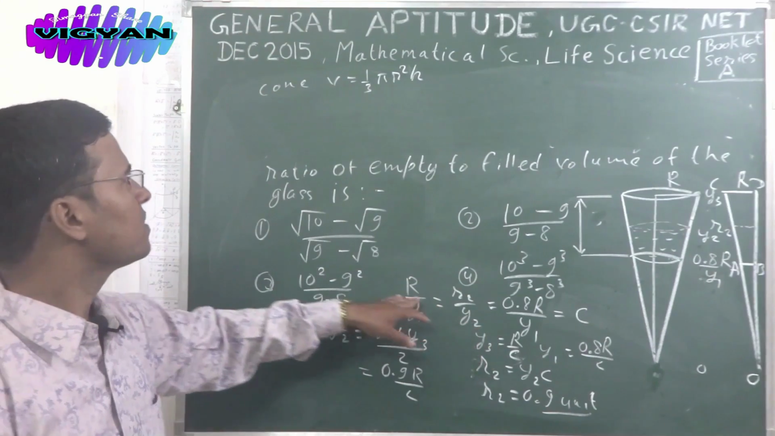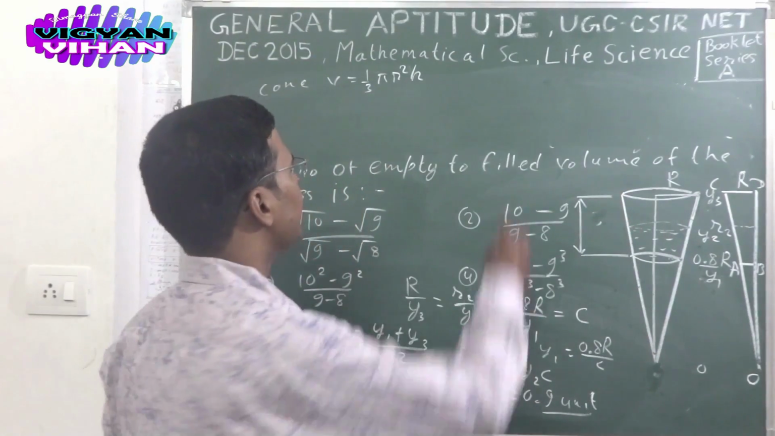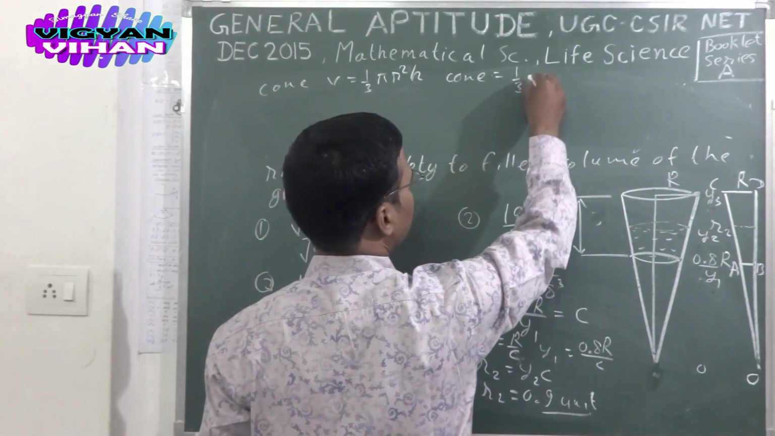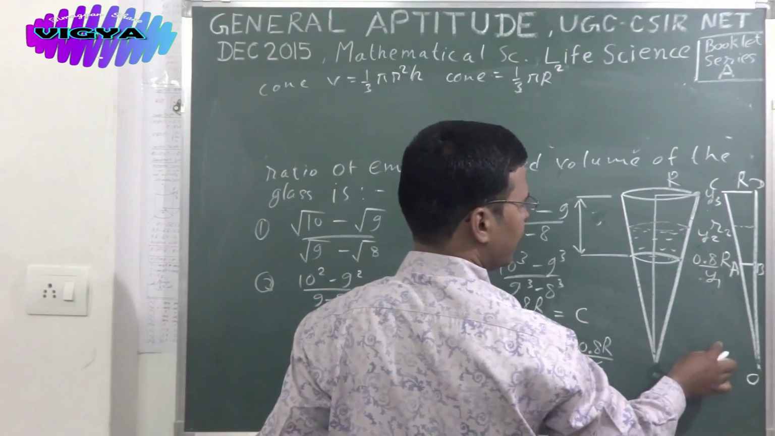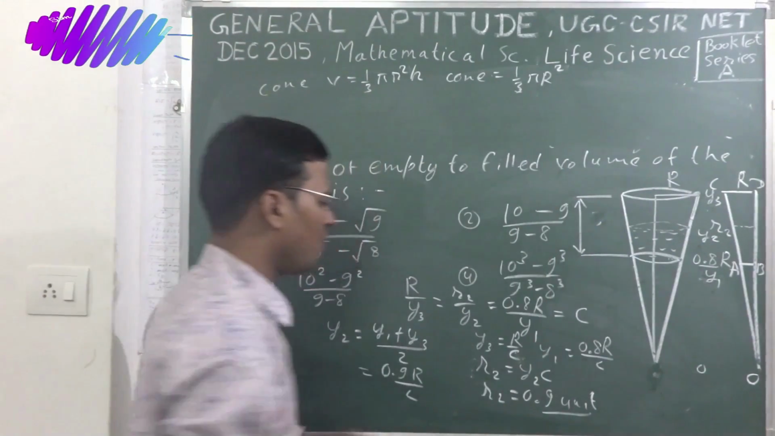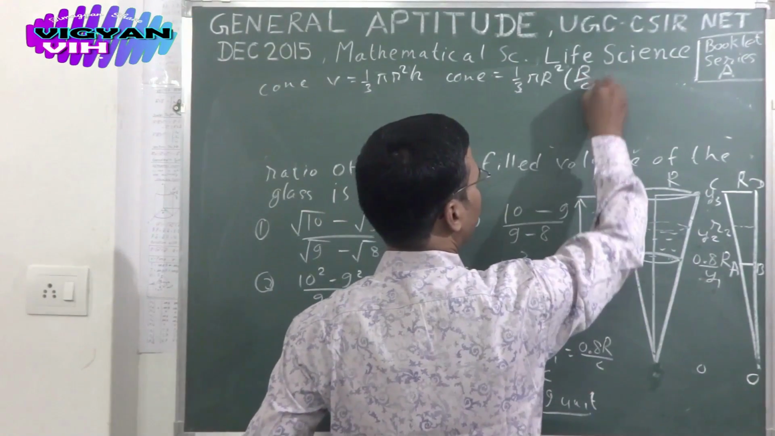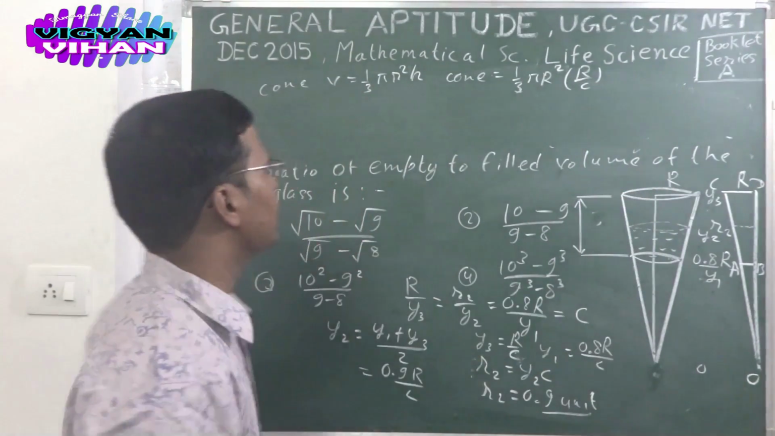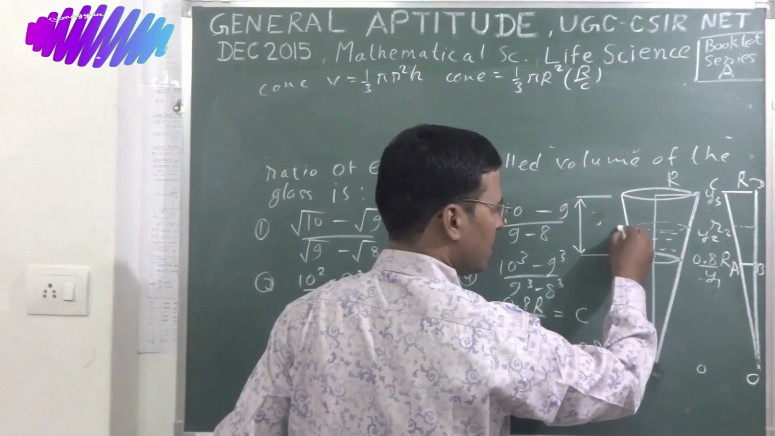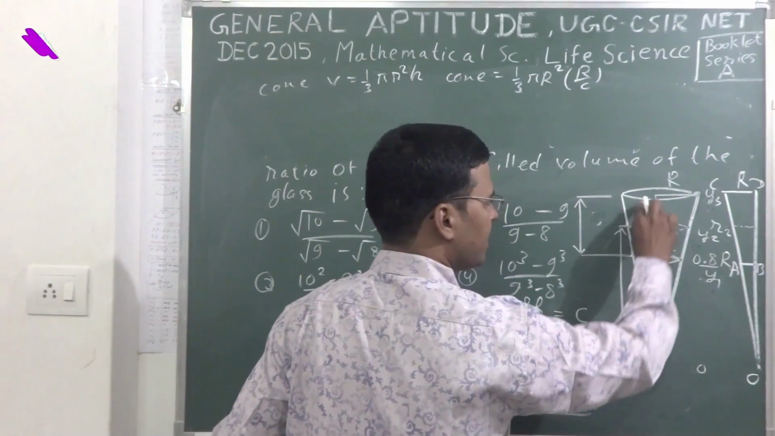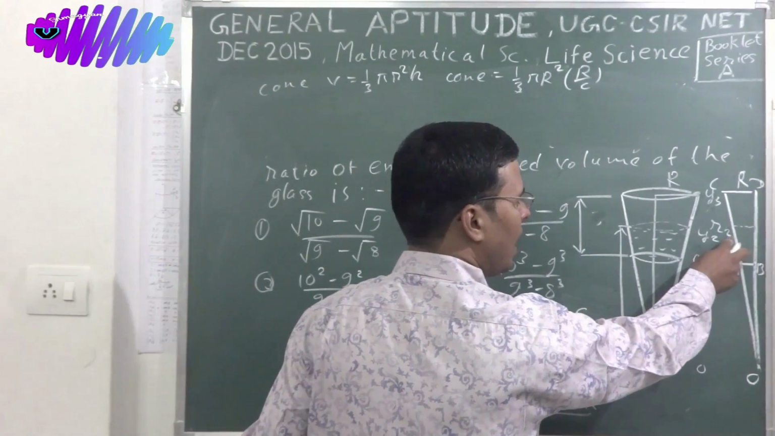From this equation, first, the volume of this complete cone is 1 by 3 pi capital R square, and H height, that is Y3. So Y3 is here R upon C, so capital R upon C. The empty volume of the glass can be calculated by subtracting the volume of the cone, which is the downward air part of the glass. So the base radius is here small r2.